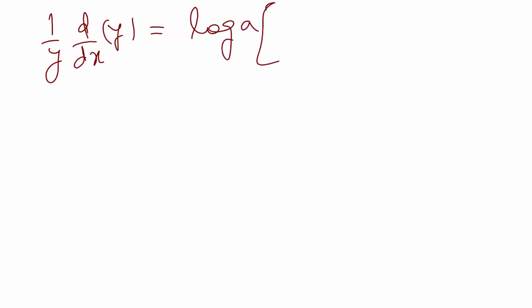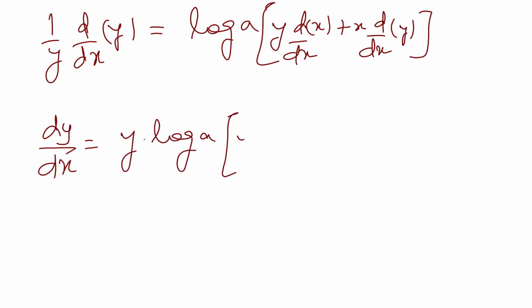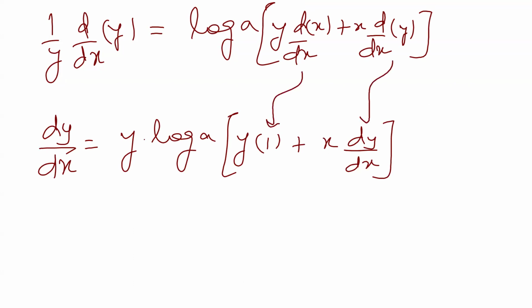So 1 upon y d by dx of y. Log a outside. y d by dx of x plus x d by dx of y. So for xy I have applied u into v. So dy by dx, send y on the other side. y log a, y into 1 plus x dy by dx. Okay, d by dx of x is 1, d by dx of y is dy by dx.